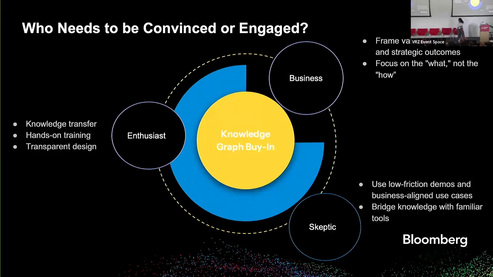And when you get to the skeptics, you try to use low-friction demos to show them the business-aligned use cases, but more importantly, try to bridge the knowledge gap with familiar tools. Like, okay, you work with relational databases. This is the path to move and migrate to the graph. So they feel a little bit more comfortable in terms of what they're doing.